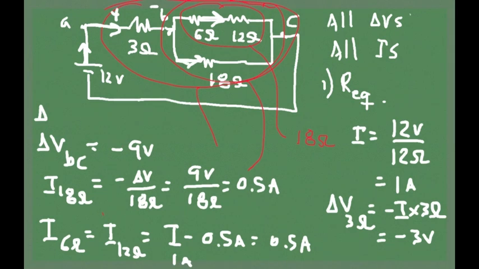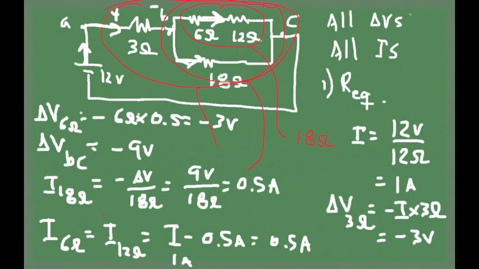So I'm going to write it over here. Delta V for the 6 ohm resistor is going to be minus 6 times the current, minus 3 volts. And the difference in potential across the 12 ohm resistor, 0.5 times 12, which gives you 6. Or you can say delta BC is 9. 3 of those 9 are falling through the 6 ohm resistor. Then the other one must have the rest, the remaining 6. Right? The total is 9.